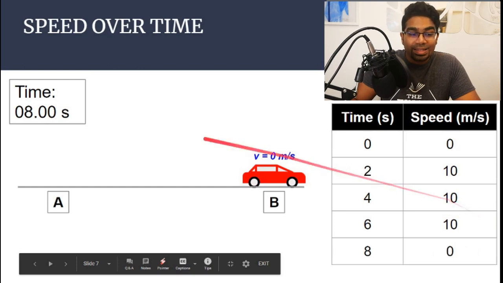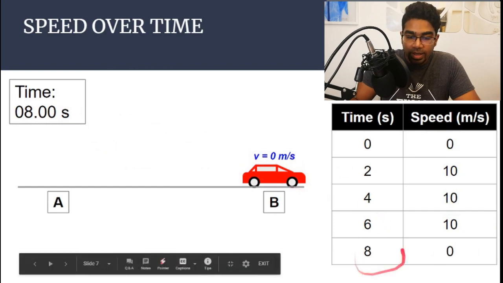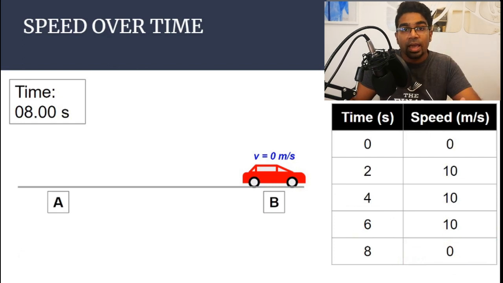And then at 8 seconds, the car has come to a stop at point B. So here the speed is 0. And so we record at 8 seconds, the speed equals 0. Now we have all the data of all our times and the speed at that specific time. So now we have our table. It's time to plot the graph.